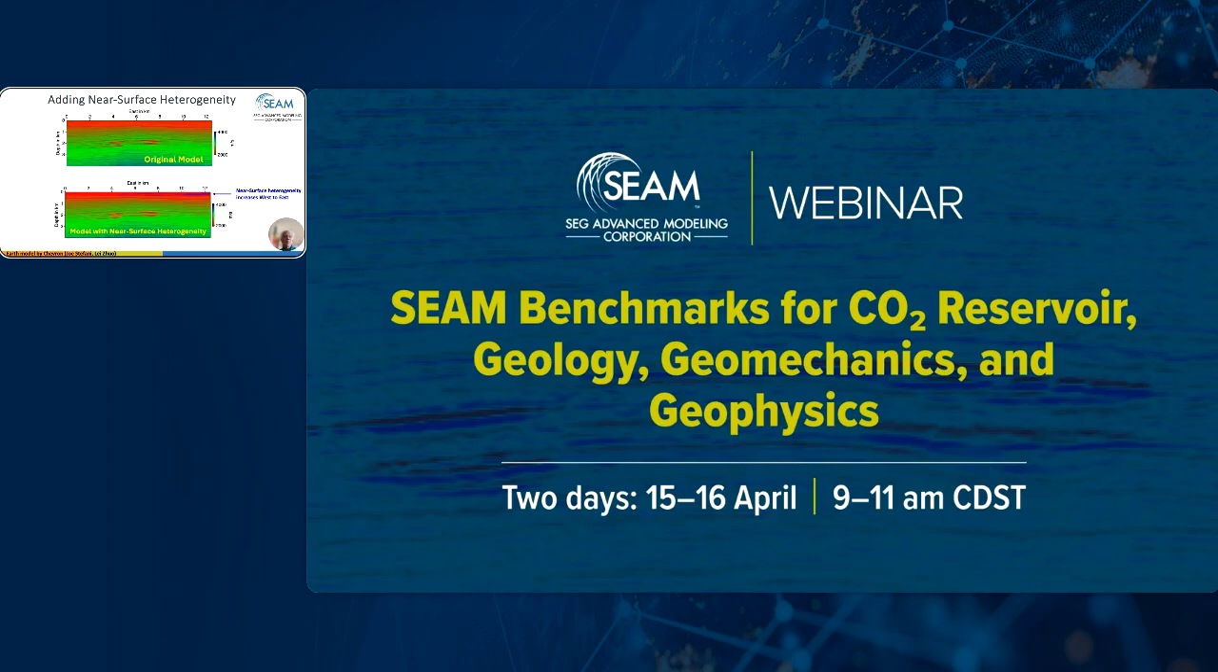And one thing about this model is that the heterogeneity is increasing from west to east across the model. So the worst part of the image resulting from the near-surface heterogeneity is going to be on the east side of the model.